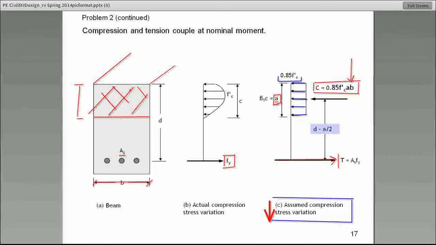So there it is. Let's go all the way to the right-hand side of this page, and there it is. Total force, the total force in tension that we gain from the steel is simply equal to A sub S, the total area of the steel, times the yield stress of the steel.